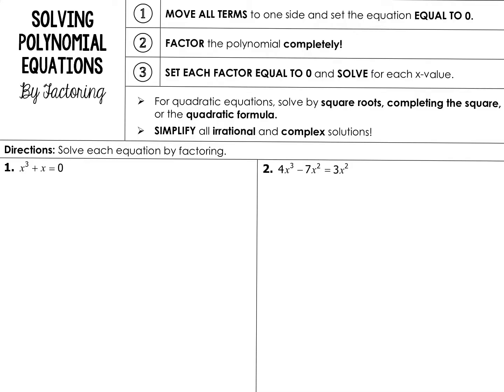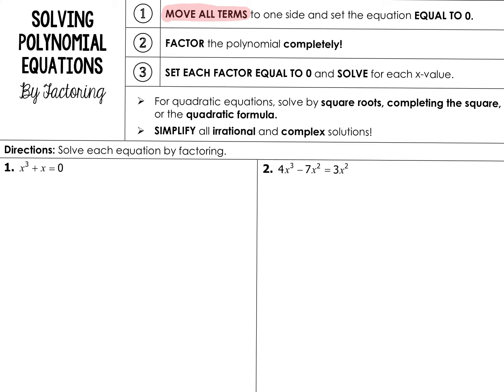Lesson 5 of Unit 5 in the polynomial function equation unit. We're now about to go over solving polynomial equations, and we're going to factor this time. We're not going to graph. All right, so just looking at our steps, we have to make sure we move all terms to one side.